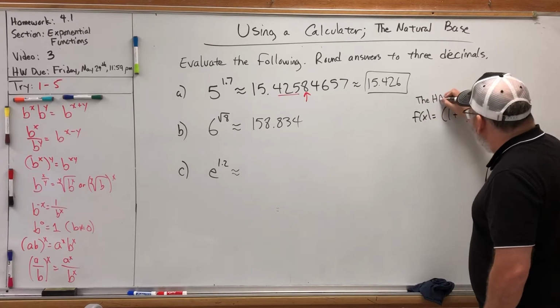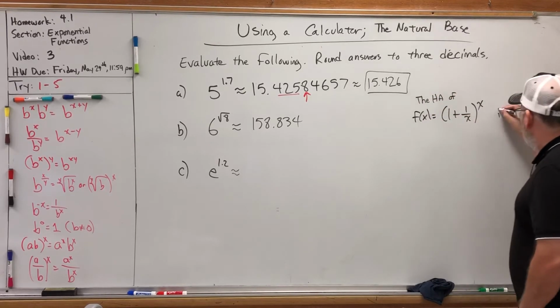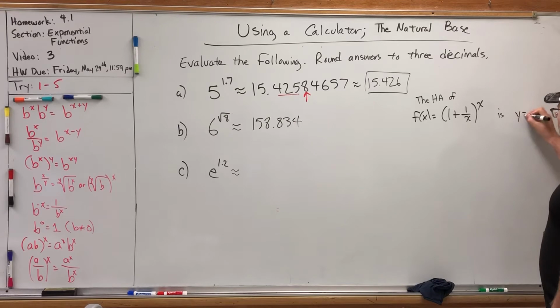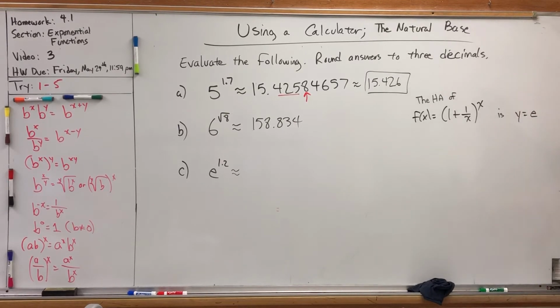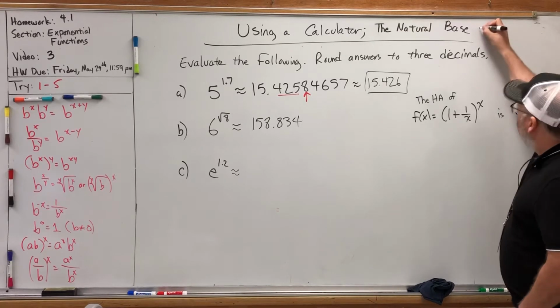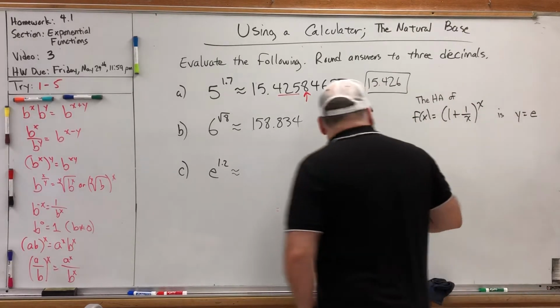The horizontal asymptote of this is y equals e. I haven't told you what e equals yet. I should probably tell you that.